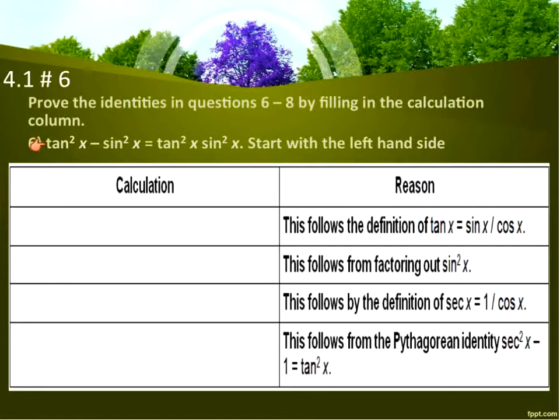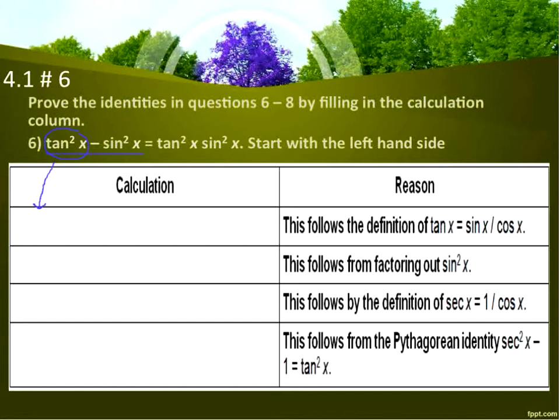So number 6 says tangent squared x minus sine squared x equals tan squared x times sine squared x. It's telling us to start with the left-hand side, so I'm going to underline the left-hand side. So the first thing that we're going to do, one of the hints that it gave us in the online lesson, it told us to always try and put things in terms of sine and cosine. So we're going to break down this tangent squared x.